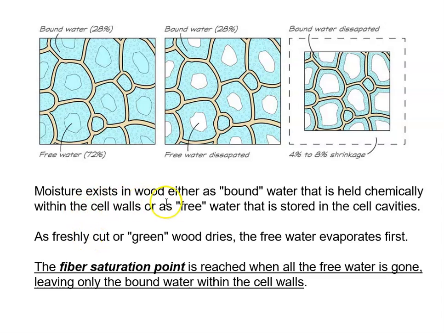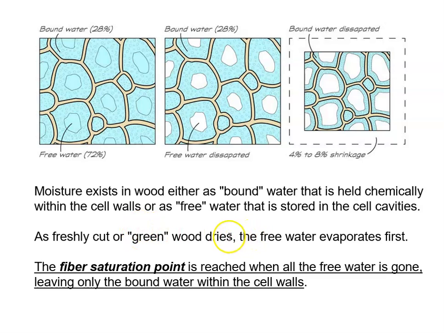So moisture exists in wood either as bound water that is held chemically within the cell, or free water that is stored in the cell cavities. And we can see that here. Here we have the bound water, and here is the free water in the cell cavities right there. Okay, freshly cut or green wood, green timbers, are ones that have recently been cut and still have a lot of moisture in them.